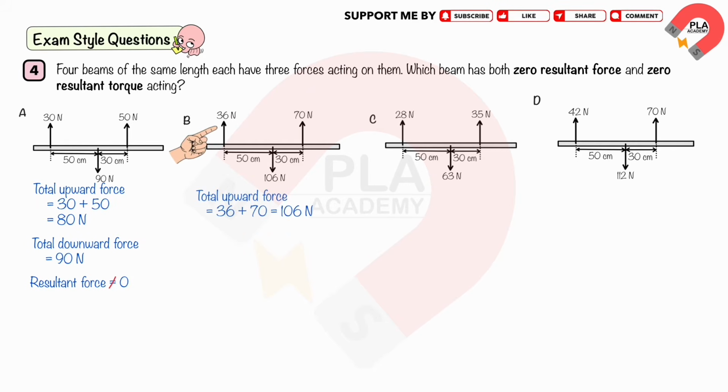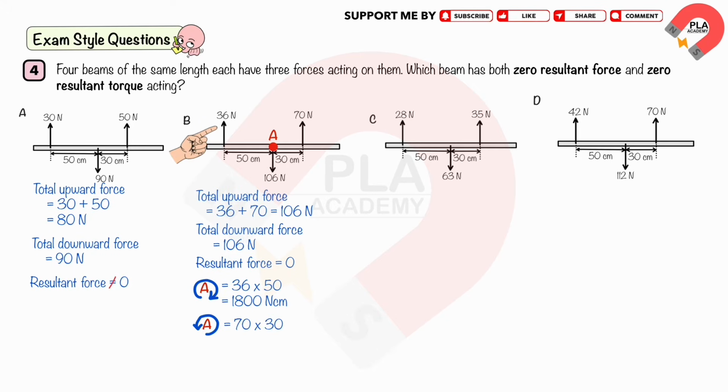Choice B. The total upward force equals 36 plus 70, which is 106 newtons. The total downward force equals 106 newtons. So, the resultant force is zero. We take the moment about the point A. The total clockwise moment equals 36 times 50, which is 1,800 newton-centimeters. The total anticlockwise moment equals 70 times 30, which is 2,100 newton-centimeters. So, the resultant moment is not zero.